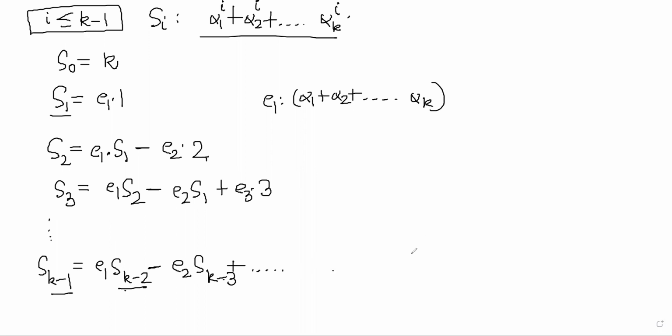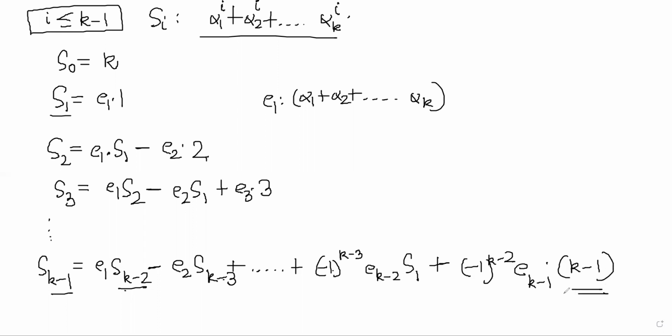At the end, you have to be a little careful. It is minus 1 to the power k minus 2, e k minus 2 into S1, plus minus 1 to the power k minus 2, e k minus 1 into k minus 1. This is the k minus 1 factor that appears. Notice that this factor is always there. This 3 was here, so this 3 is there in the last term. This 2 was there and this 2 is there in the last term. Even for the first one, this is valid. So I'm just extending this formula here.